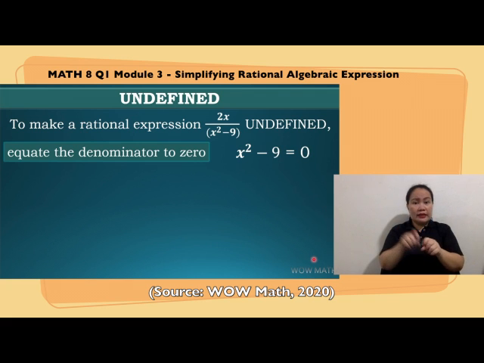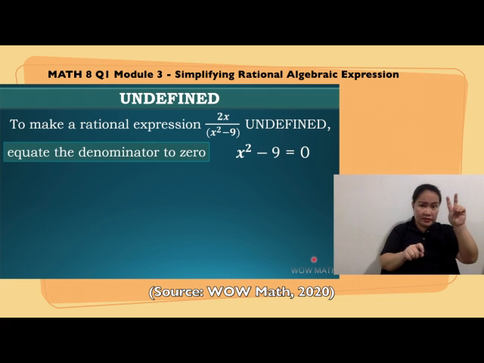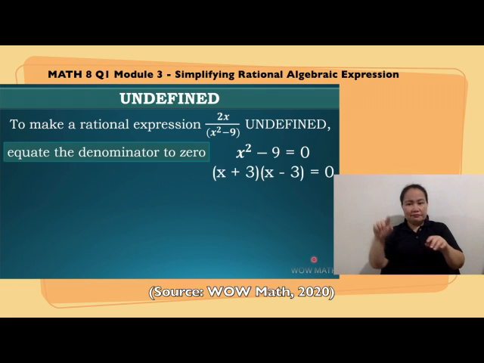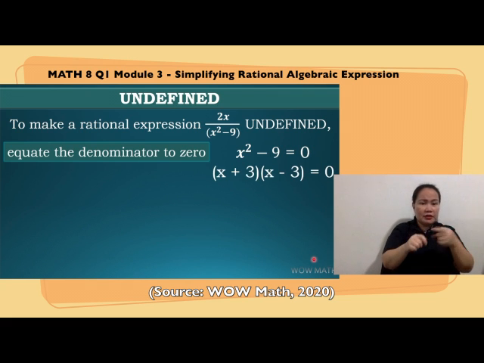Okay, so since this is a difference of two squares, so therefore, our factors will be the sum and difference of these squares. Okay, so what is the square root of x squared? That is x. What is the square root of 9? That is 3. So we will just have the sum and difference of x and 3. So we will have x plus 3 and x minus 3 is equal to 0. Okay, now so we have two factors.